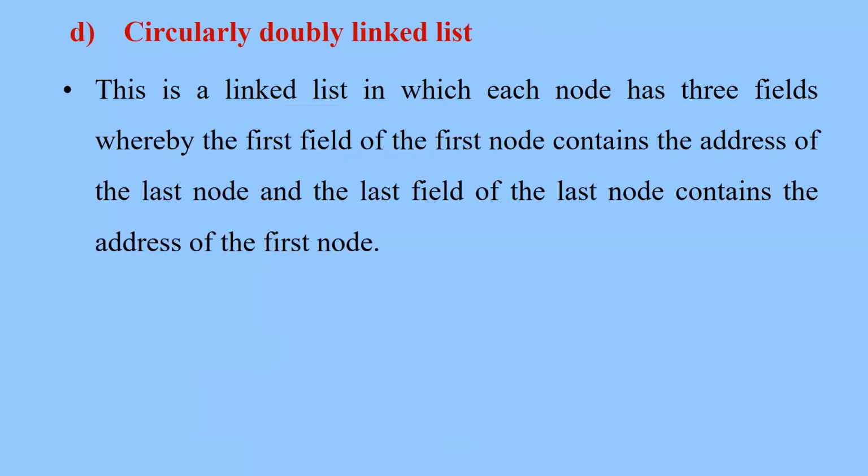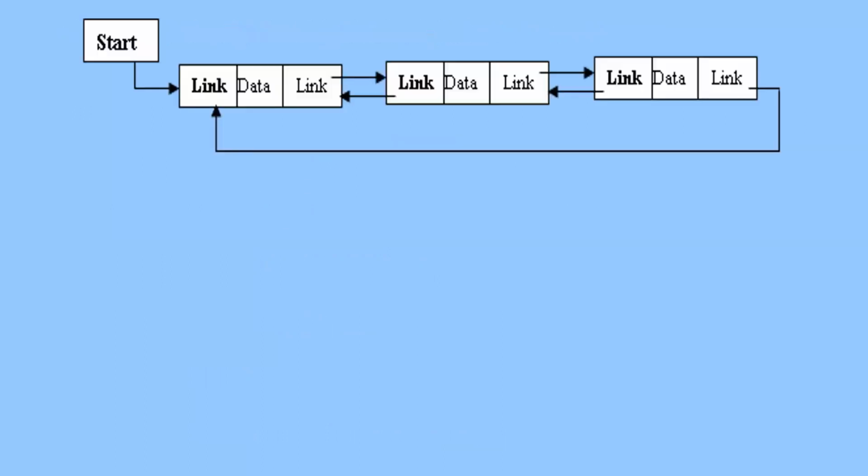Let's now look at circularly doubly linked list. This is a linked list in which each node has 3 fields, whereby the first field of the first node contains the address of the last node, and the last field of the last node contains the address of the first node. It's diagrammatically represented as follows. So that's how it looks like. As you can see, my dear students and the rest of the learners, each node contains a link pointing to the next node and to the previous node.